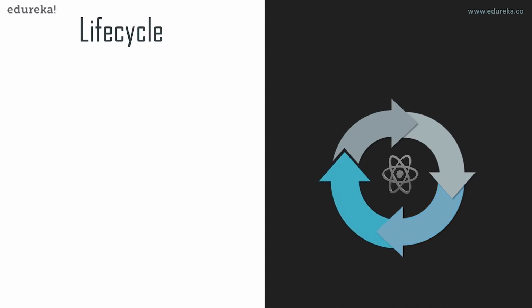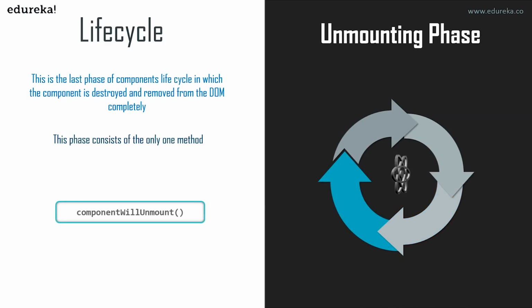The last phase in the life cycle of a React application is the unmounting phase. This is the last phase of the component life cycle, in which the component is destroyed and removed from the DOM. Mounting means the component is added to the DOM, and unmounting means the component is removed completely from the DOM. This phase consists of only one method, with no render method here: component will unmount.